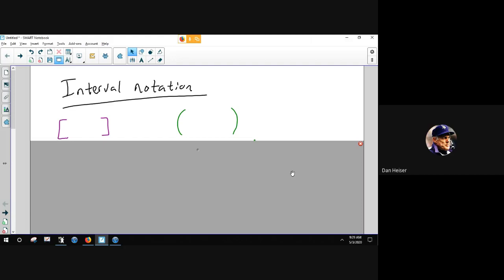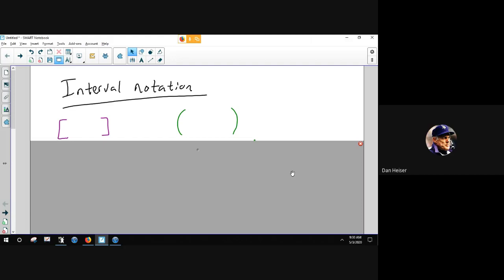Time to move on to interval notation. This is a notation that we use when we write domains and ranges. And there are a couple of different sets of symbols we use. The brackets on the left are used when we include the numbers on the ends. The parentheses that are in green we use when we don't include the numbers that are in there.